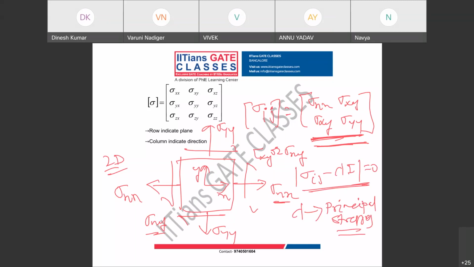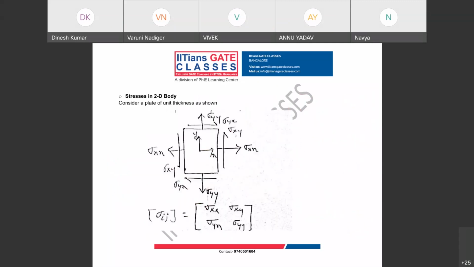So this is the shortcut method to find principal stresses if you write your stresses in matrix form. Anyway, we are going to use this method for one of the previous year's GATE questions. We will see in subsequent slides. Now, what is the next important part? Equilibrium equation. Before that, I have already written stresses in two-dimensional form, stresses on a 2D body or in a 2D plane.